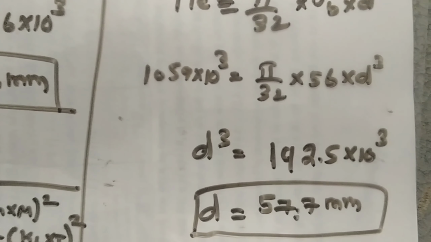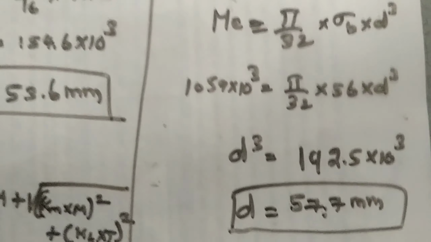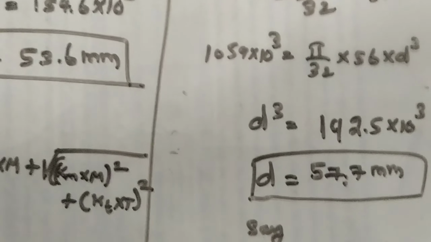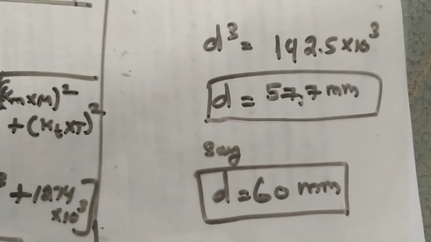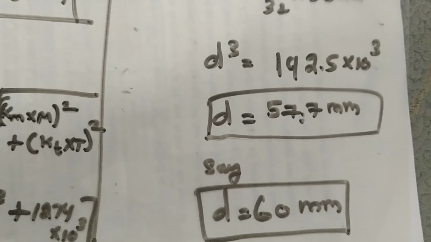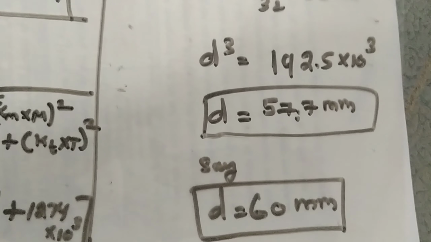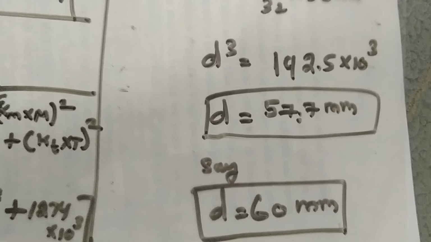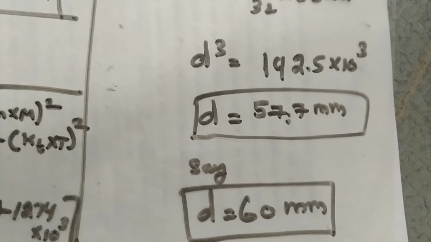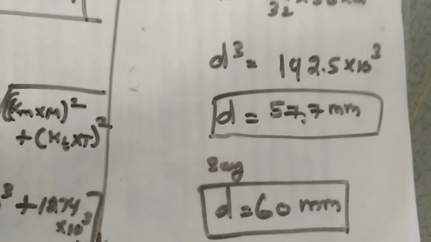So once you compare all the diameters, 57.7 millimeter is the larger value. So we take this diameter as the size of the shaft. We know that from 10 to 60, the incremental order is 5. So 57.7 we may consider as 60 mm. So D equal to 60 mm.